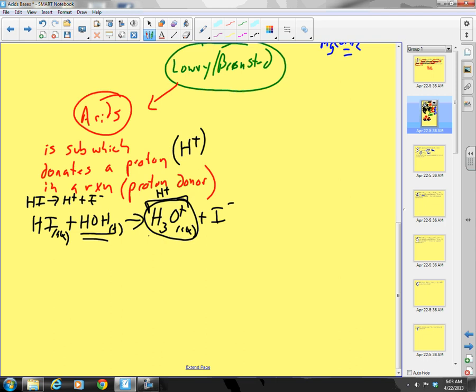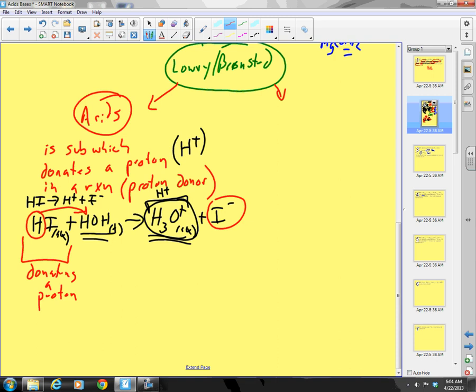Now, having said that, let's look at the transfer of the H+. How did I get H3O plus out of H2O and HI? Well, what happens is this H is transferred over here, right? Because now I'm left over here with I minus, and my H, where did it go? It went to my water to form hydronium. So my HI is doing what? It is donating a proton. It is a proton donor. And so from a Lowry Bronsted definition, HI is an acid.